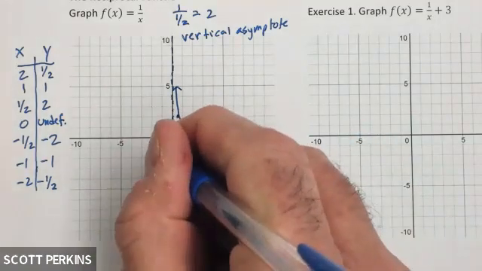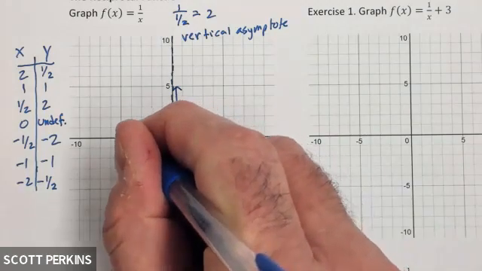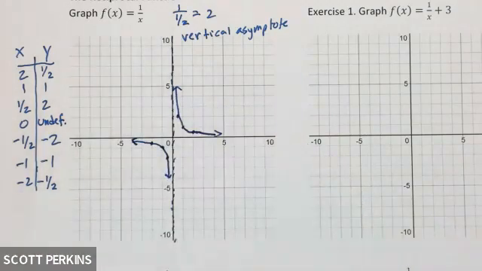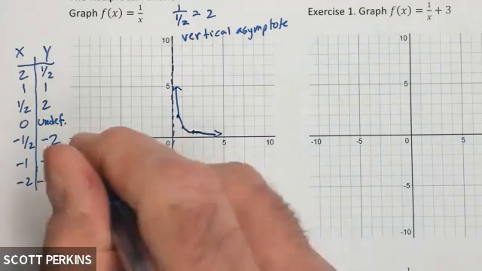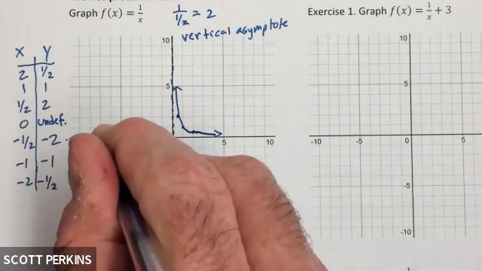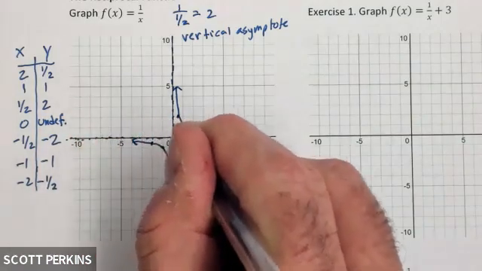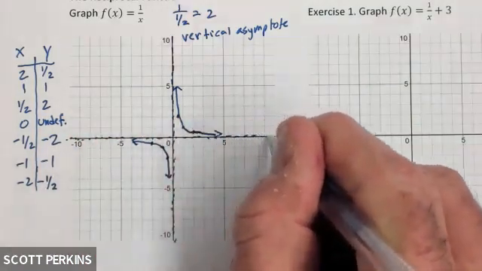And the same thing happens as I go backwards. I'm always going to have a small fractional little bit. And what we have here, the x-axis, is what's called a horizontal asymptote.